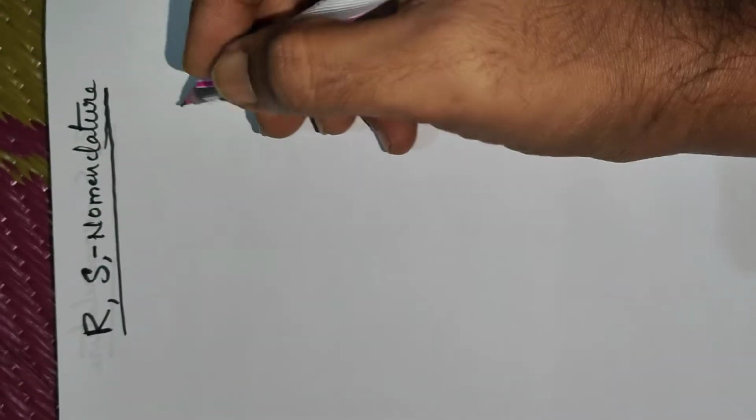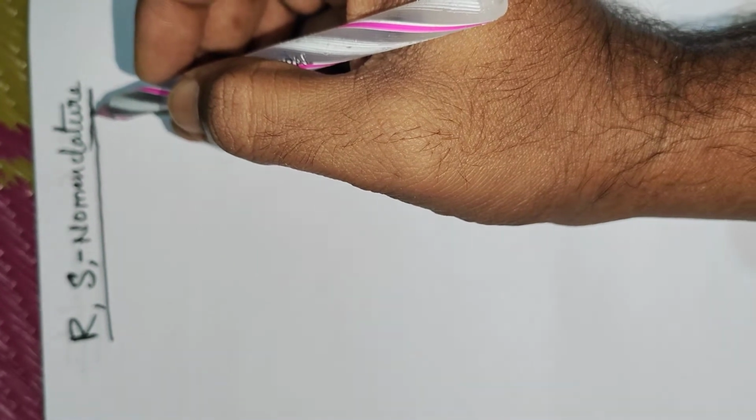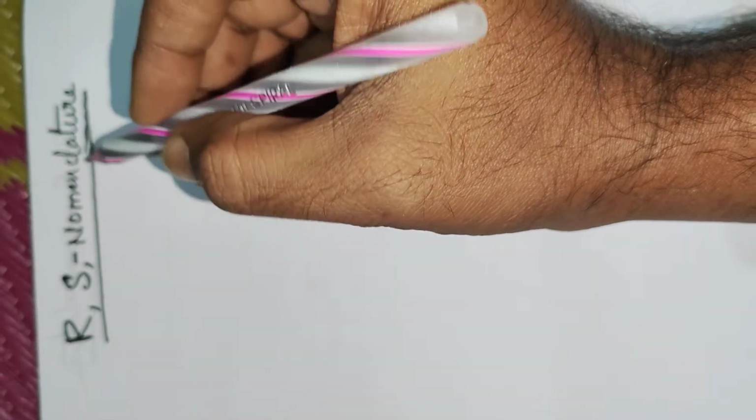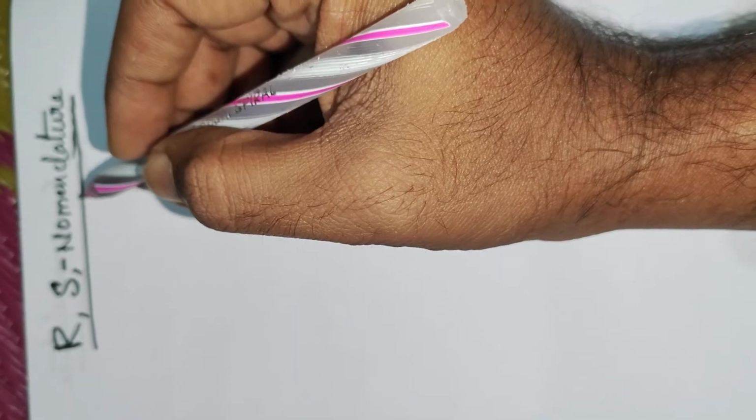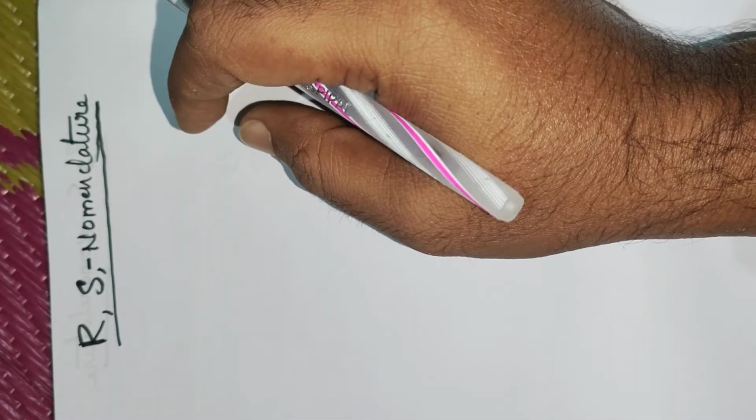Hi viewers, today we are discussing the RS nomenclature. When a compound is given, what is the configuration of that compound, R configuration or S configuration, and how to identify it, I will explain in this video, students.